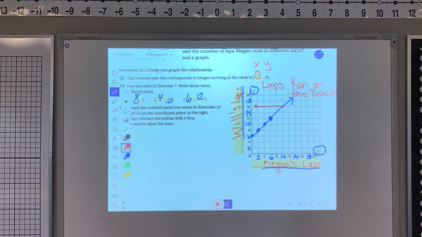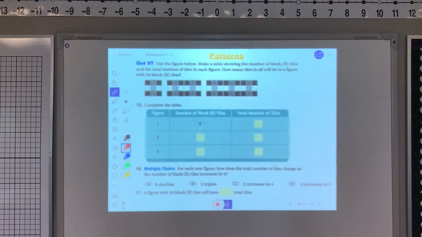Okay. The last part of this lesson is about patterns. And what patterns do is they help us recognize relationships. Okay, so it says use the figure below. Make a table showing the number of black tiles to the total number of tiles in each figure. How many tiles will be in 24 black tiles? Okay. So if I look at this first figure, okay, number 1. Tile number 1.